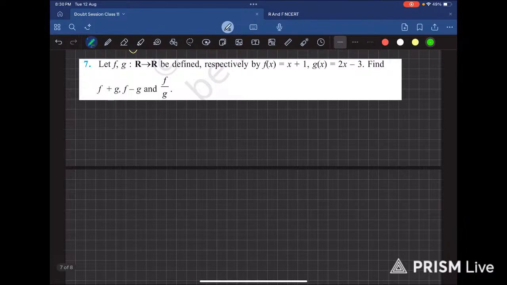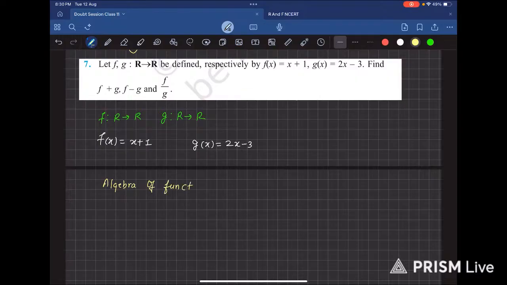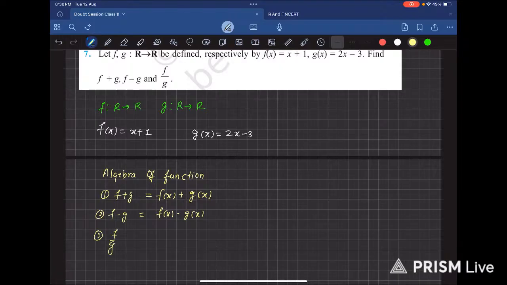F and G, both functions are defined from real to real. f(x) is x plus 1 and g(x) is 2x minus 3. एक कॉन्सेप्ट आता है बच्चे, अलजेब्रा ऑफ फंक्शन। इसमें आपको f plus g करना होता है, f plus g basically f(x) plus g(x)। Second point, f minus g means f(x) minus g(x)। f by g means f(x) divided by g(x), and the fourth point is f into g, it is f(x) into g(x). Okay, so it is the algebra of functions.